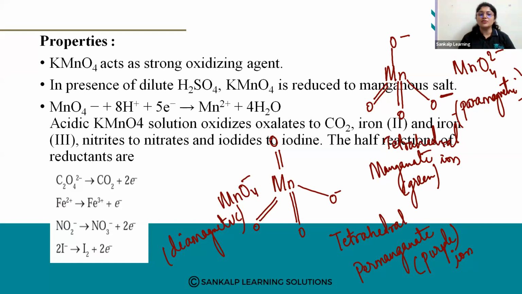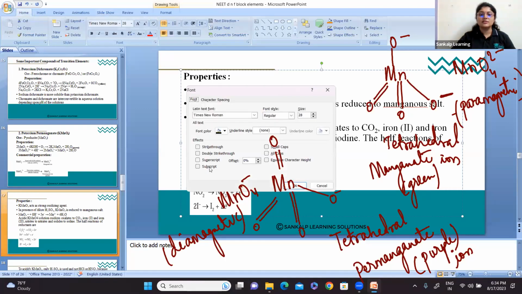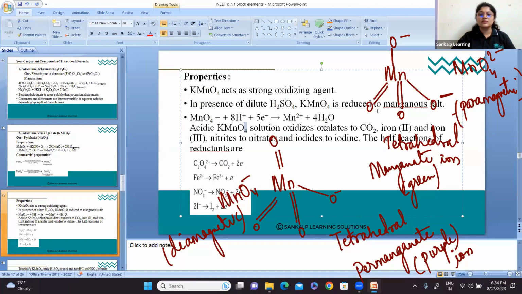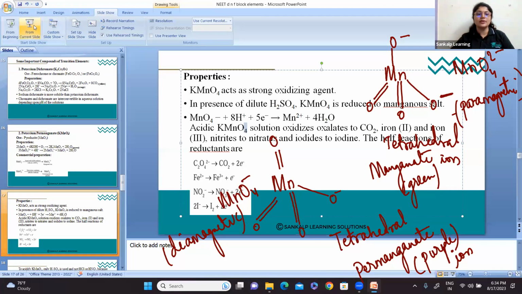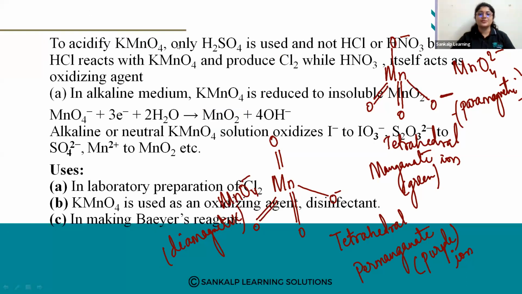So acidic KMnO4 solution oxidizes oxalates to carbon dioxide, iron 2 to iron 3, nitrites to nitrates and iodides to iodine. These are the half reactions of the reductants. So these are some of the properties of KMnO4, some of the reactions where it is acting as a good oxidizing agent.